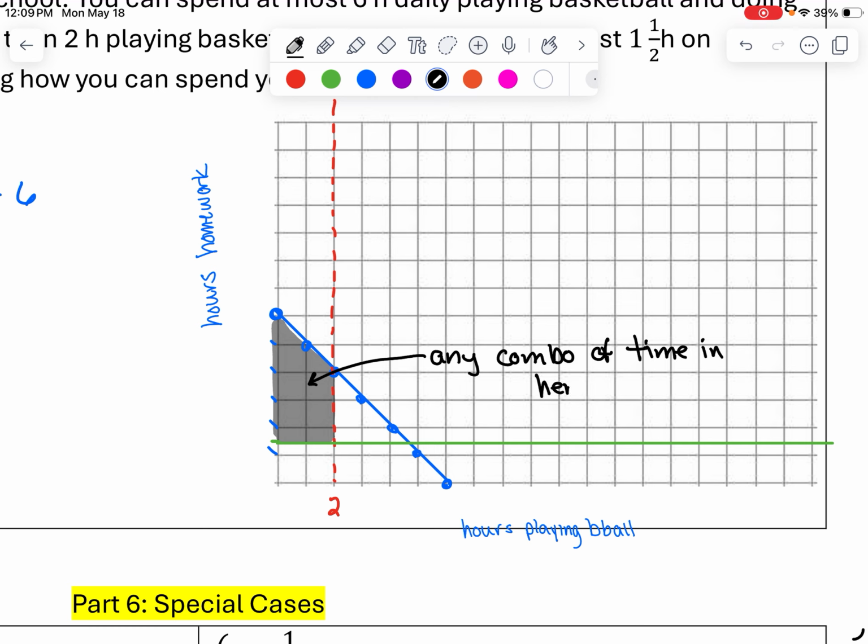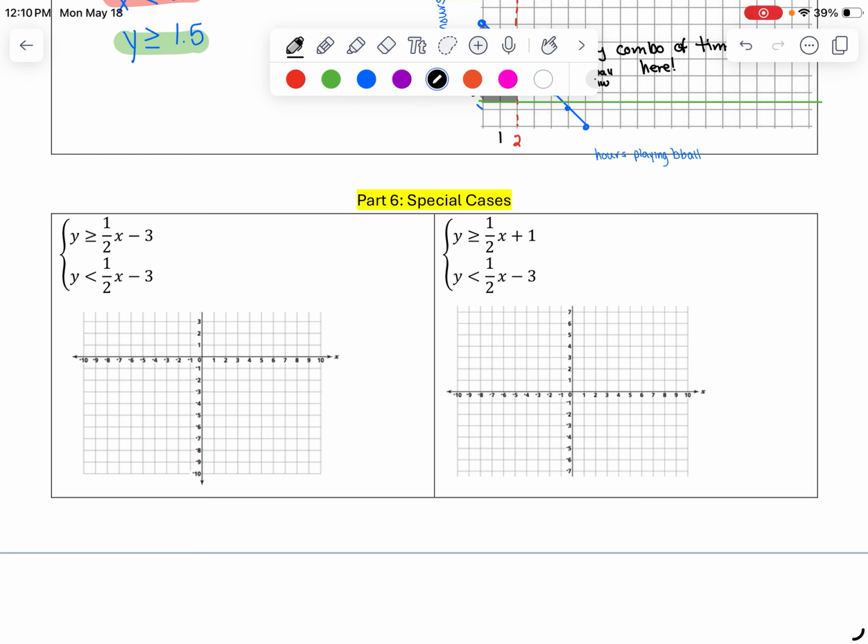Okay. There are some special cases. I do know I'm going fast again. You can slow this video down or pause it. Do whatever you need to feel comfortable with it. Rewatch it. Let's graph this. So let's go to -3 and go up 1 over 2, up 1 over 2. It is a solid line when we connect. And they want us to shade above it. So everything above.